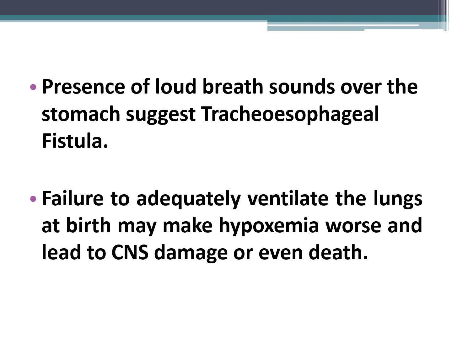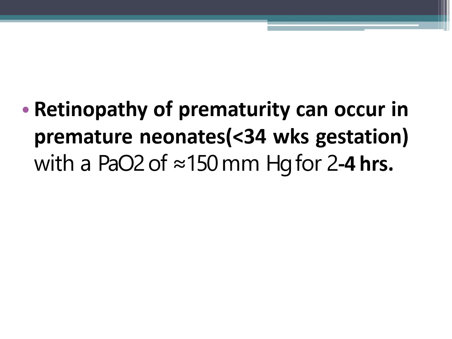Failure to adequately ventilate the lungs at birth may make hypoxemia worse and lead to CNS damage and even death of the baby. That is, in case you are not able to start the respiration or not able to oxygenate the baby, that leads to hypoxemia to the brain, and that may produce even death of the baby. But when you are giving the oxygenation also, you have to be careful. If the partial pressure of oxygen is 150 millimeter of mercury for 2 to 4 hours, that is, if it is high for 2 to 4 hours, that will produce retinopathy in the premature babies. So when you are giving the oxygenation, the saturation should be in the optimal level. It should not increase and it should not reduce.